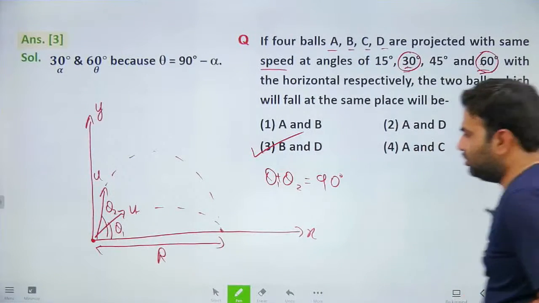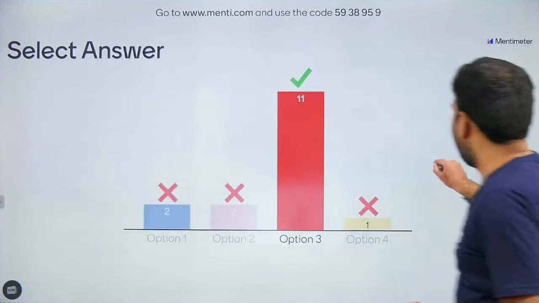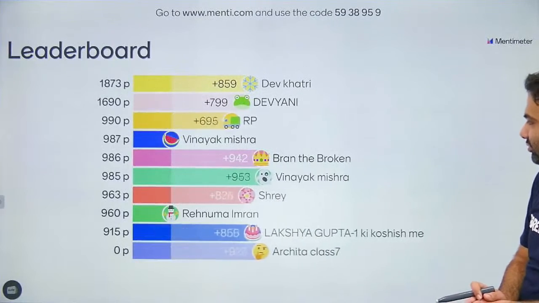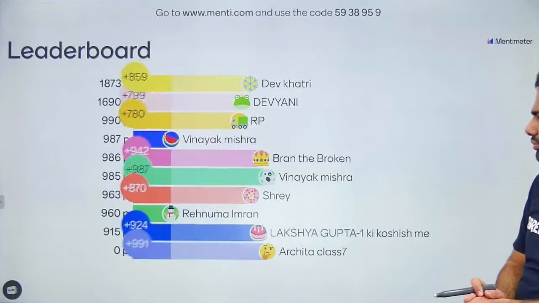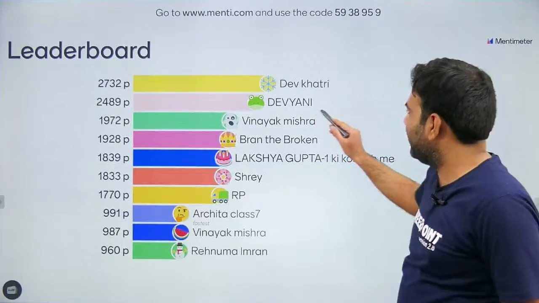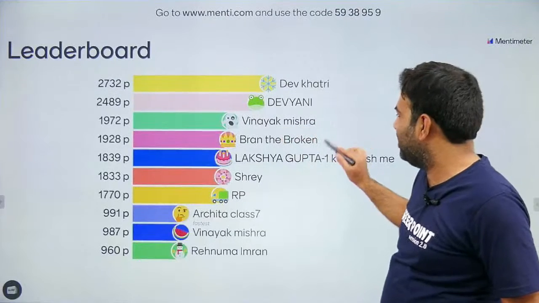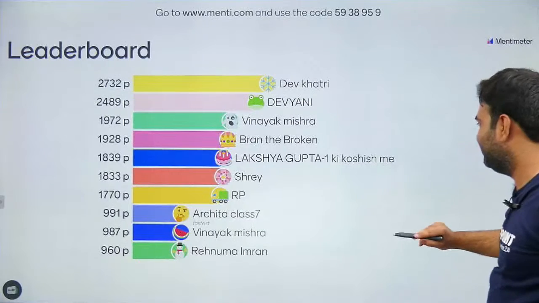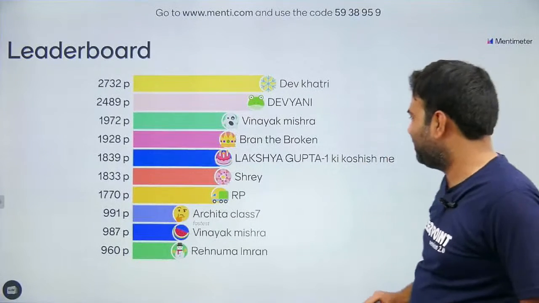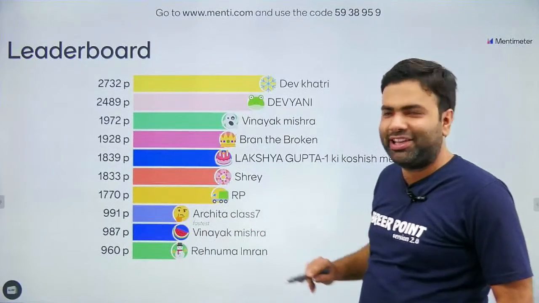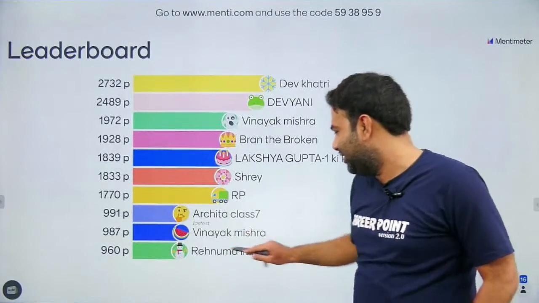Now let's see what is the ranking of all of you according to the leaderboard. So this is the leaderboard, and this was an easy question. Dev Khatri is on top. On second, Devyani is there. Then Vinayak Mishra. Then Lakshya Gupta, trying to get first. Good. Shrey RP. Archita. Class 7th. Class 7 students are also taking part. Okay. Then Vinayak Mishra. Then Imran.